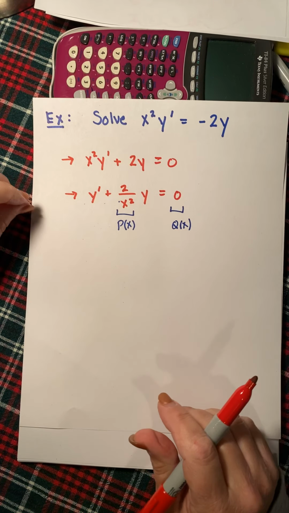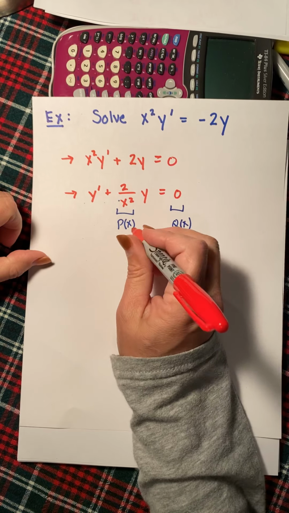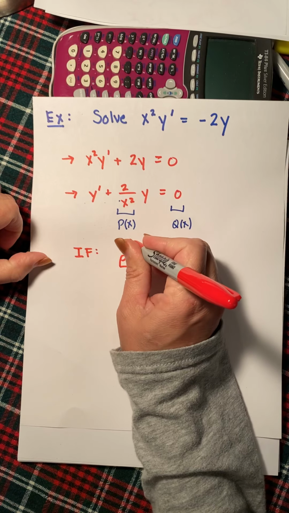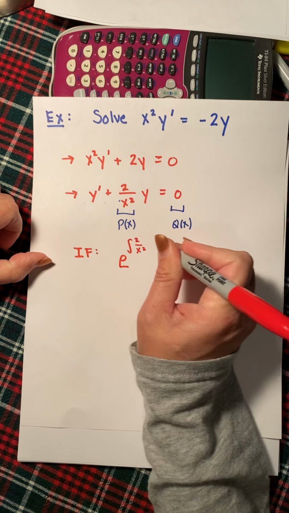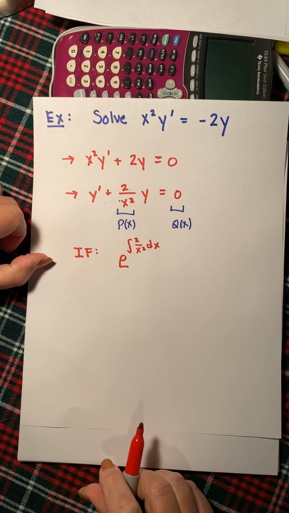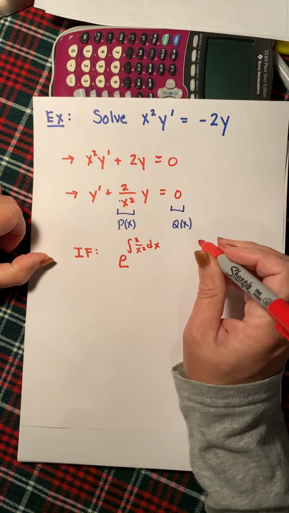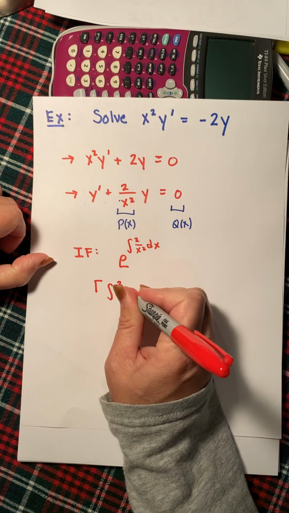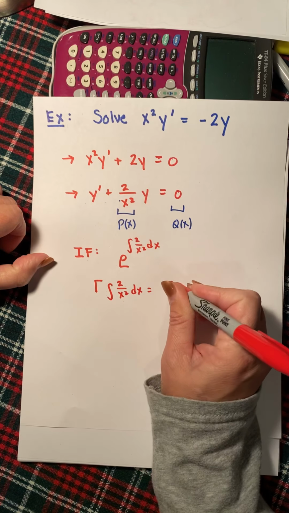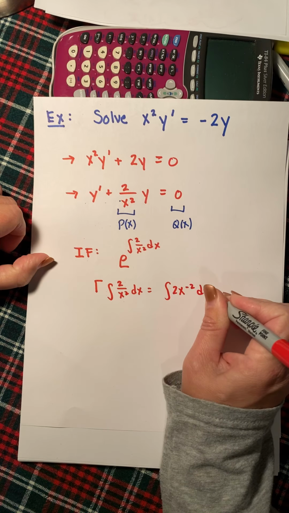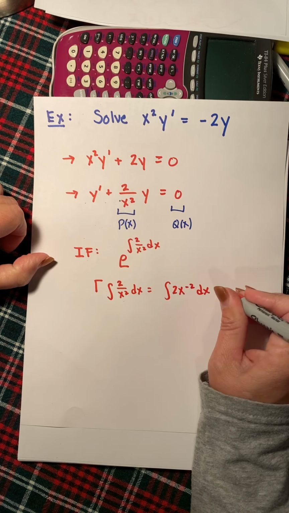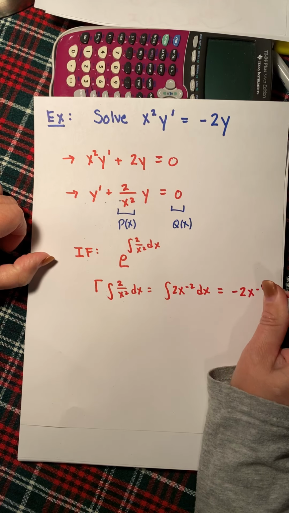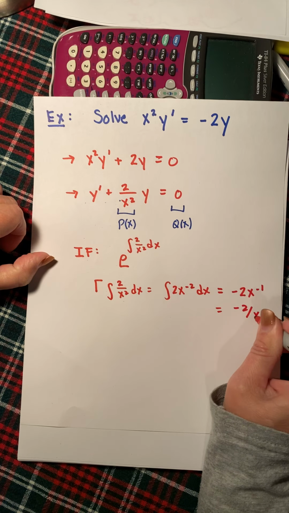Our second step is to find our integrating factor. So in order to find my integrating factor, it's going to be e to the power of the integral of 2 over x squared dx. So we want to integrate 2 over x squared. So I'm going to do that down here. Little side note: the antiderivative of 2 over x squared dx is equal to the antiderivative of 2x to the negative 2 dx, right? Which is 2, let me add 1 to the exponent, so it's going to be negative 2x to the negative 1. And I'll rewrite it like this, right?